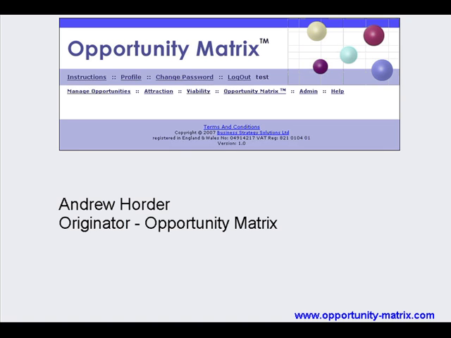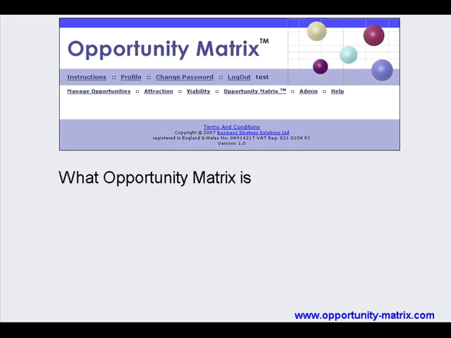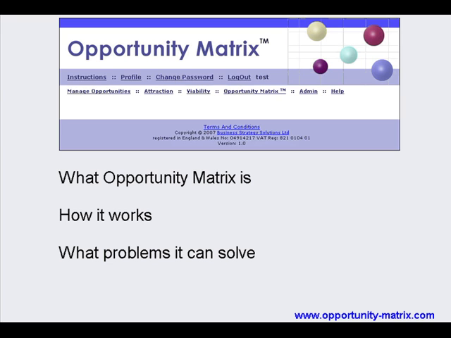Over the next few minutes I'll explain what Opportunity Matrix is, a little bit about how it works, and what problems it can solve for you. The video is about 5 minutes long.